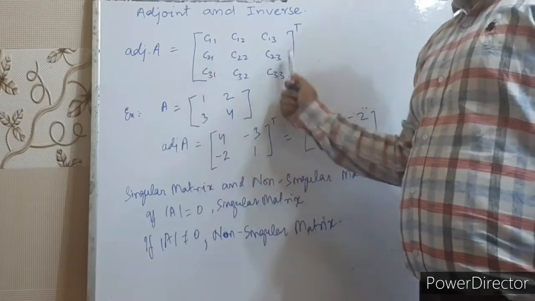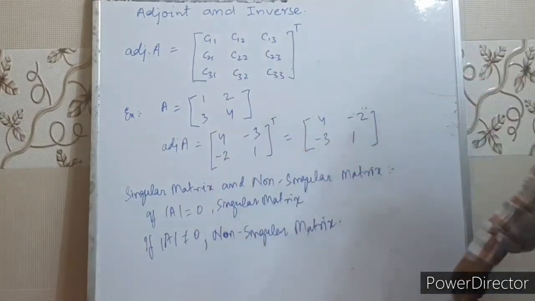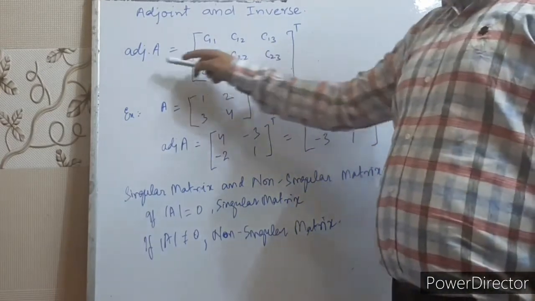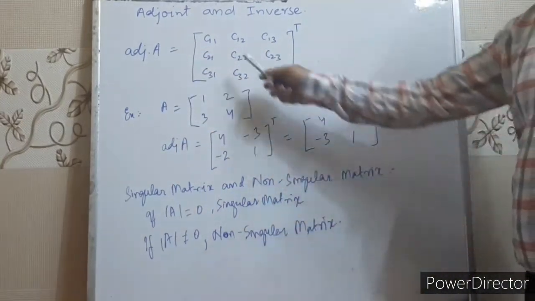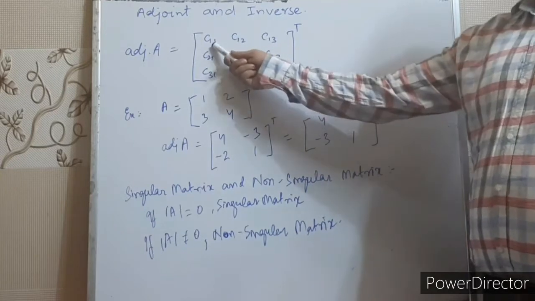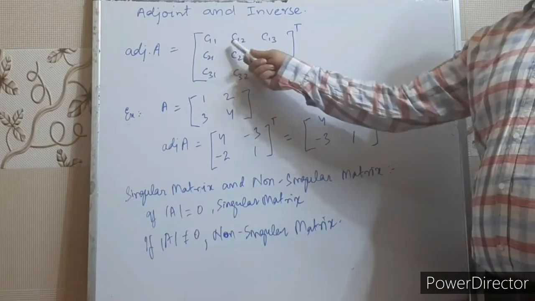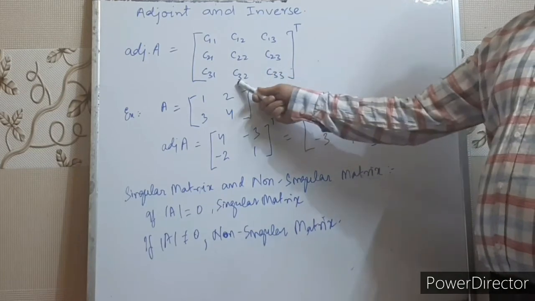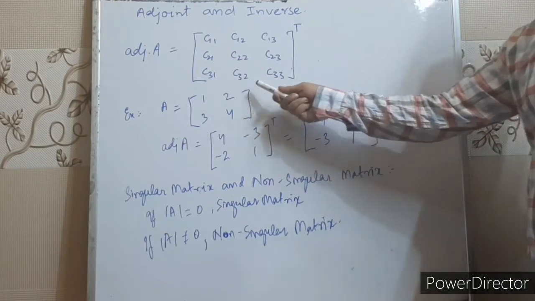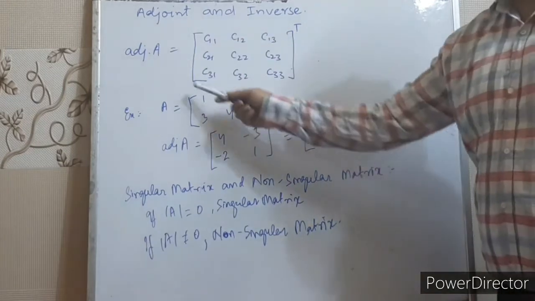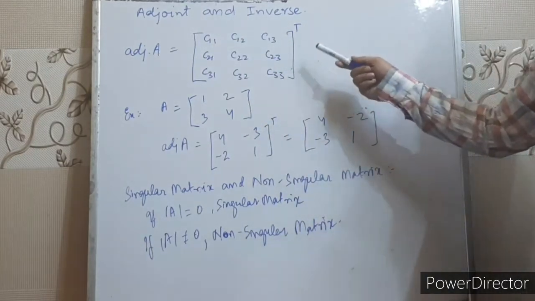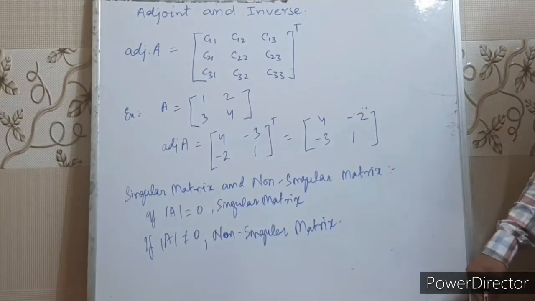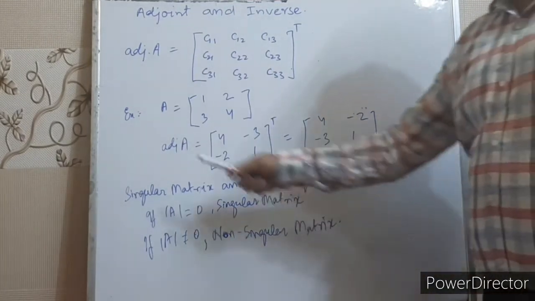By finding the cofactor matrix and taking the transpose of the cofactor matrix. So when we take the transpose of the cofactor matrix, we get the adjoint of the matrix. See, these are the cofactors that we have calculated. C11 is the cofactor of first row and first column. C12, C13 is the cofactor of first row, third column. C32 is the cofactor of third row, second column. So when we calculate this cofactor matrix and take the transpose of that matrix, we get the adjoint of that matrix. Right, children?